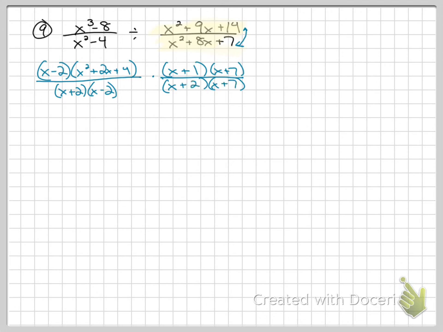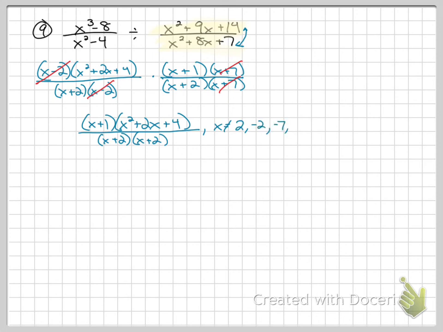And then if they match, cross them out. We have an x minus 2 and an x minus 2, plus 7, plus 7. The x plus 2's that are both on the bottom, you can't cross those out. So on top, we have an x plus 1 and a long trinomial. On the bottom, we have an x plus 2. You can write squared. I just like to write them both out. Anything that was ever in the bottom has a restriction: 2 and negative 2, negative 7, and negative 1. So hopefully this helps you guys out with rational expressions. Hope you're doing well.